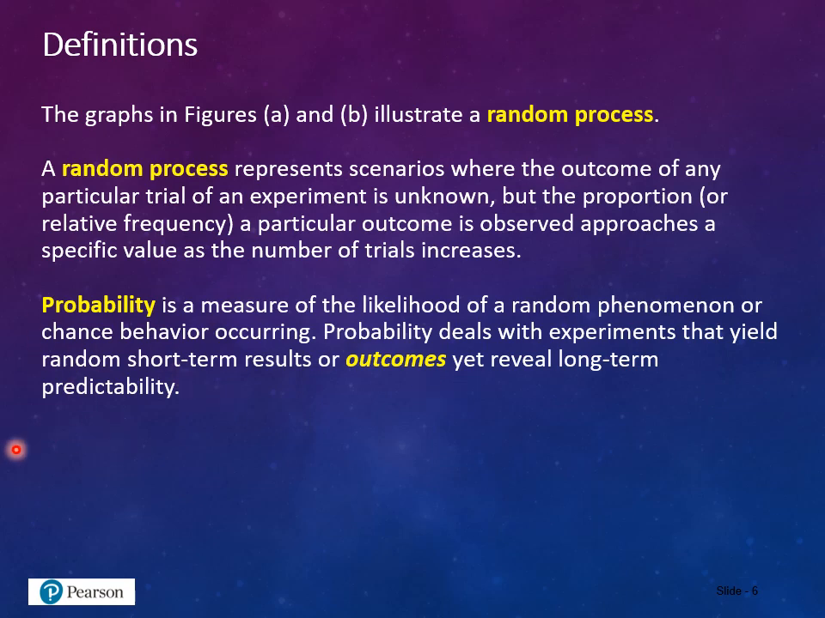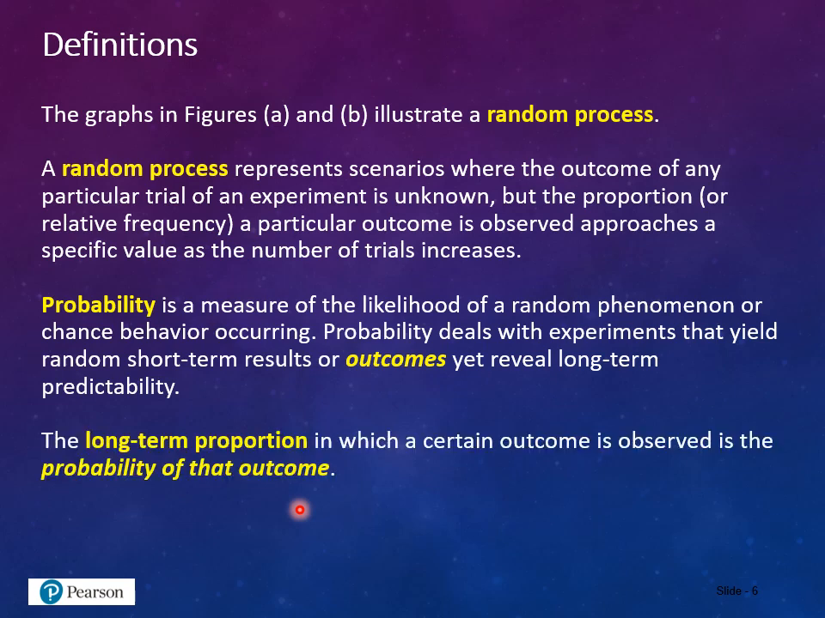What is the actual probability that heads will be drawn, which is really 1 out of 2, or half of the times. The long-term proportion in which a certain outcome is observed is the probability of that outcome. That's the long-term proportion. Yeah, we could flip a coin 3 times as we did and saw that we got heads 2 out of 3 of the times, but that doesn't mean that that's the probability. It's when we do a lot of experiments, a lot of these trials of an experiment.